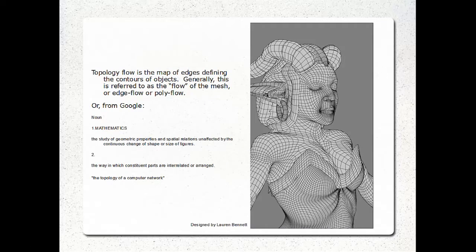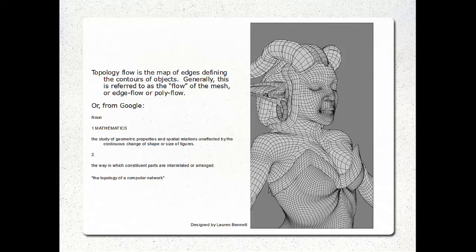Topology flow is the map of edges defining the contours of objects. Generally, this is referred to as the flow of the mesh, or also known as edge flow or polyflow. And more literally, from a Google search of the definition, it is the study of geometric properties and spatial relations unaffected by the continuous change of shape or size of figures, and the way in which constituent parts are interrelated or arranged.